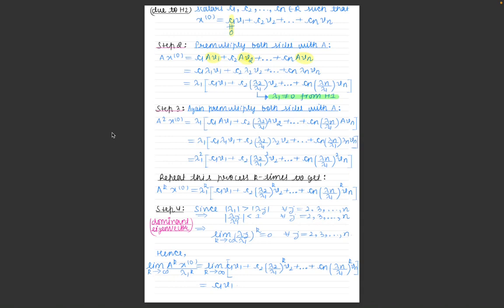See why this will be true? Because now V1, V2, Vn were eigenvectors, right? So they will be C1 lambda 1 V1 plus C2 lambda 2 V2 plus Cn lambda n Vn. Now if you take lambda 1 common, you can do that because lambda 1 is non-zero, so you can divide and multiply. You will get C1 V1 plus C2 lambda 2 by lambda 1 V2.